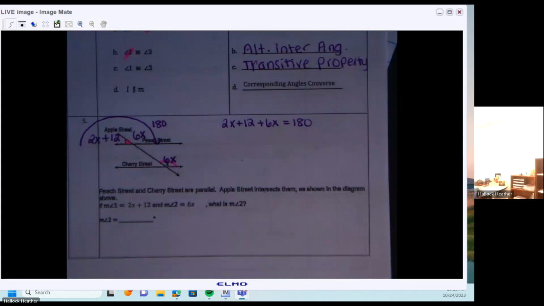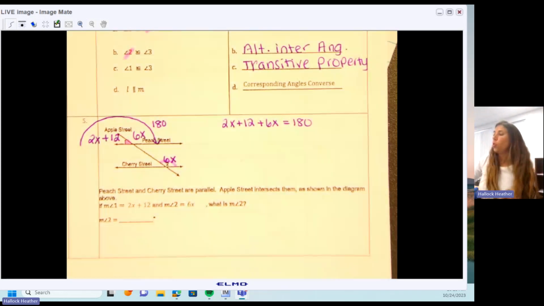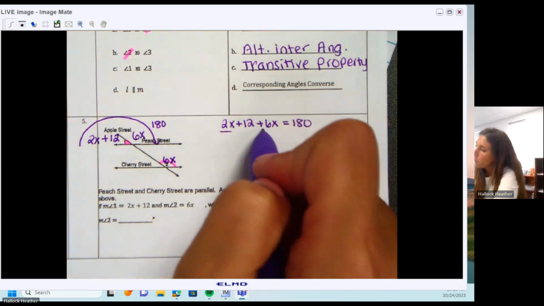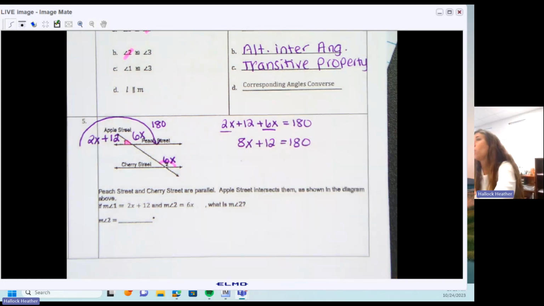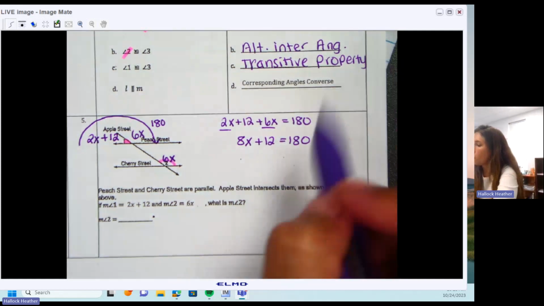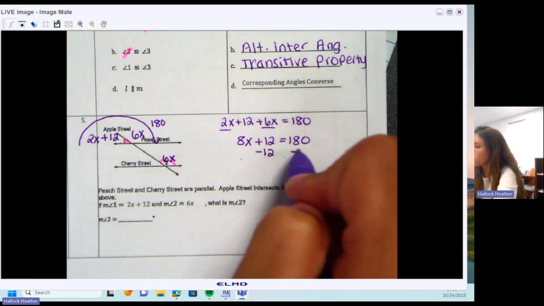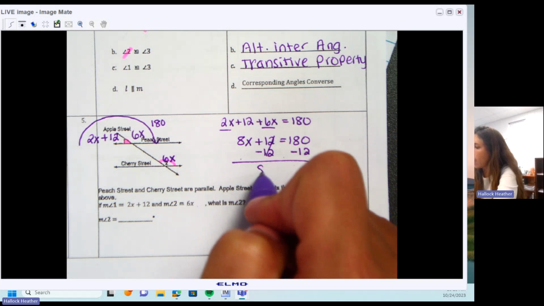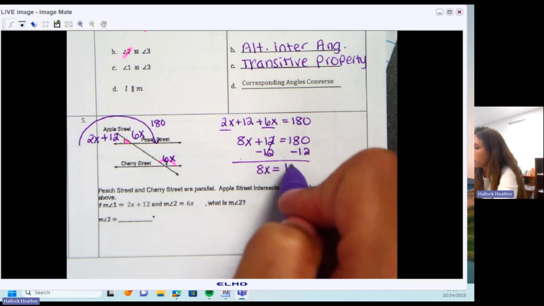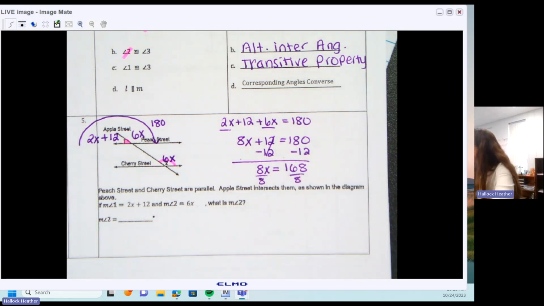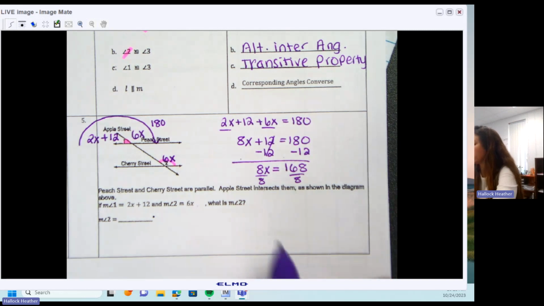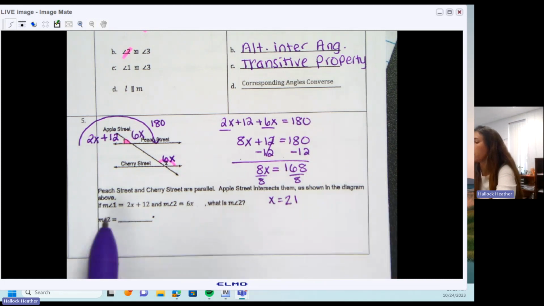So I'm going to combine, the light's turning off. I'm going to combine like terms, 2x and 6x together, make 8x plus 12 equals 180. And now I'm going to move my constant over across my equal sign. So I'm going to minus 12, minus 12. So I have 8x equals 168. And then I'm going to divide by 8 to both sides. So if I take 168 and I divide by 8, I get x equals 21. And now I'm going to take that information because that's not the answer. It doesn't say x equals.